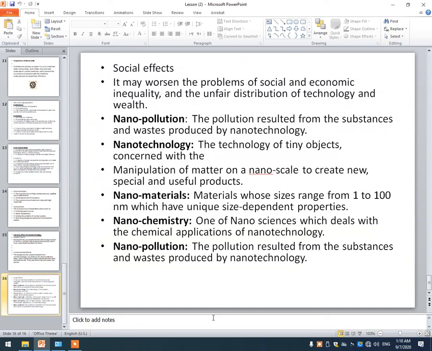After that, we have nanochemistry, one of the nanosciences, which deals with the chemical applications of nanotechnology. The last one is nanopollution. The pollution resulting from the substances and wastes produced from nanotechnology.